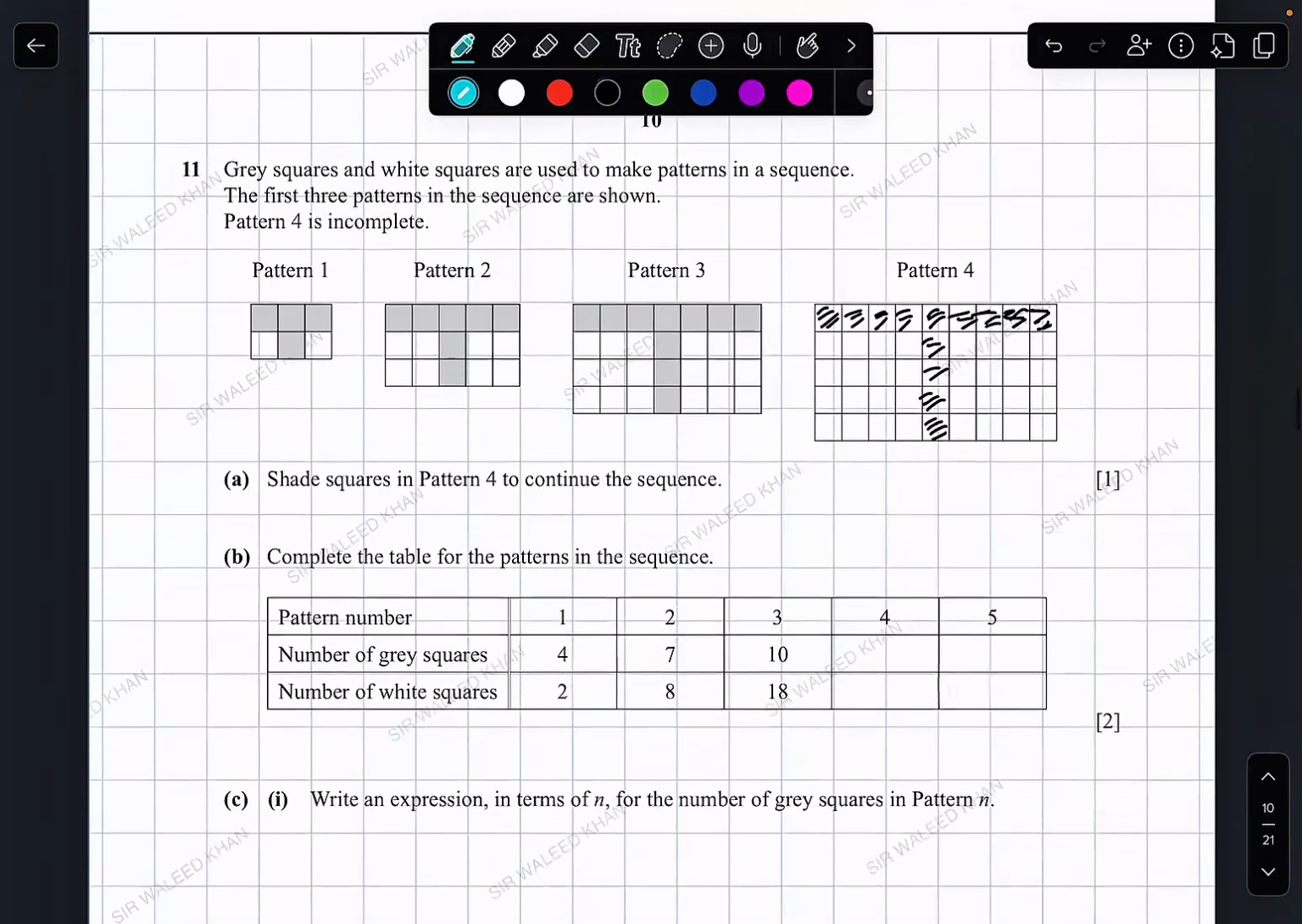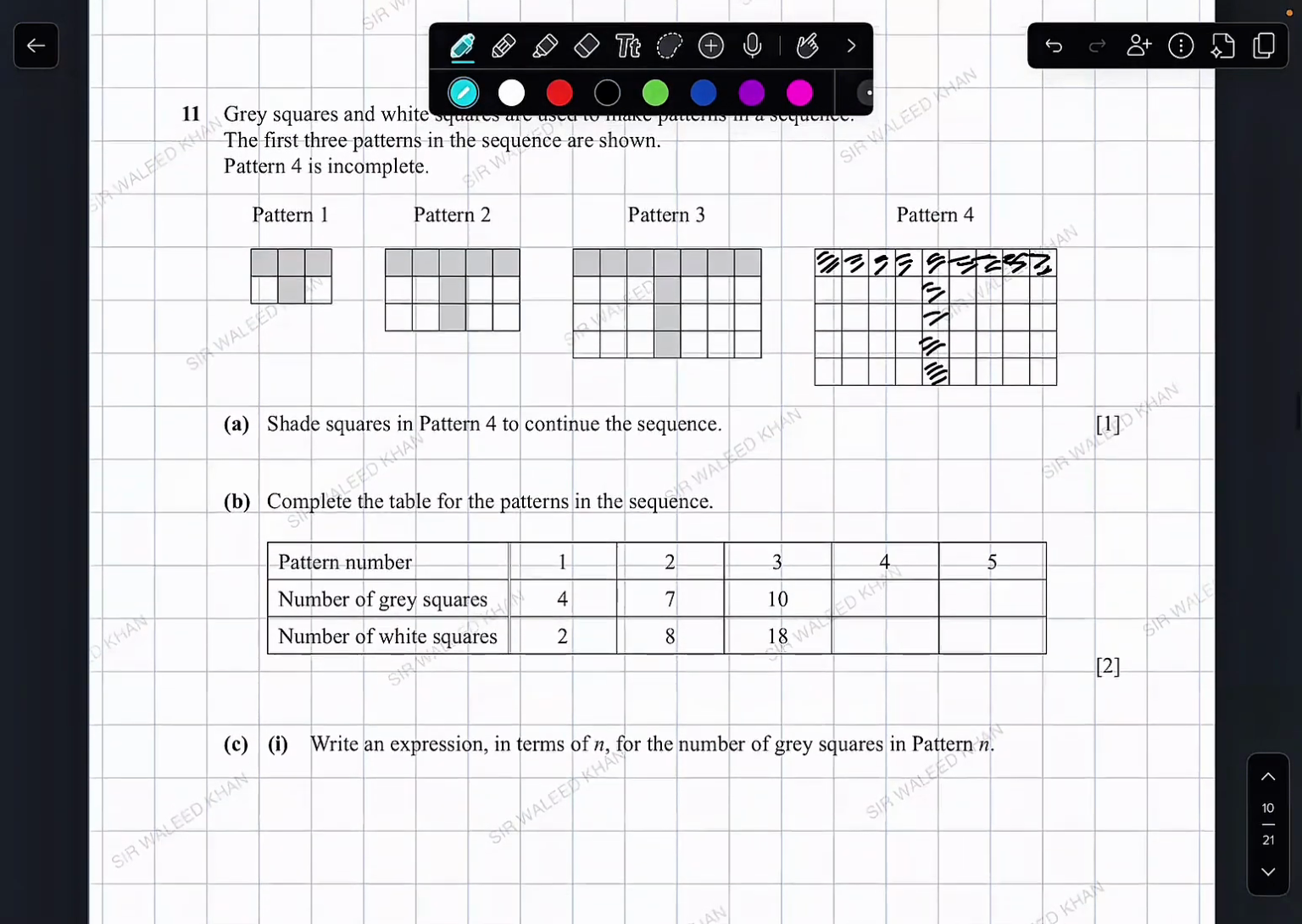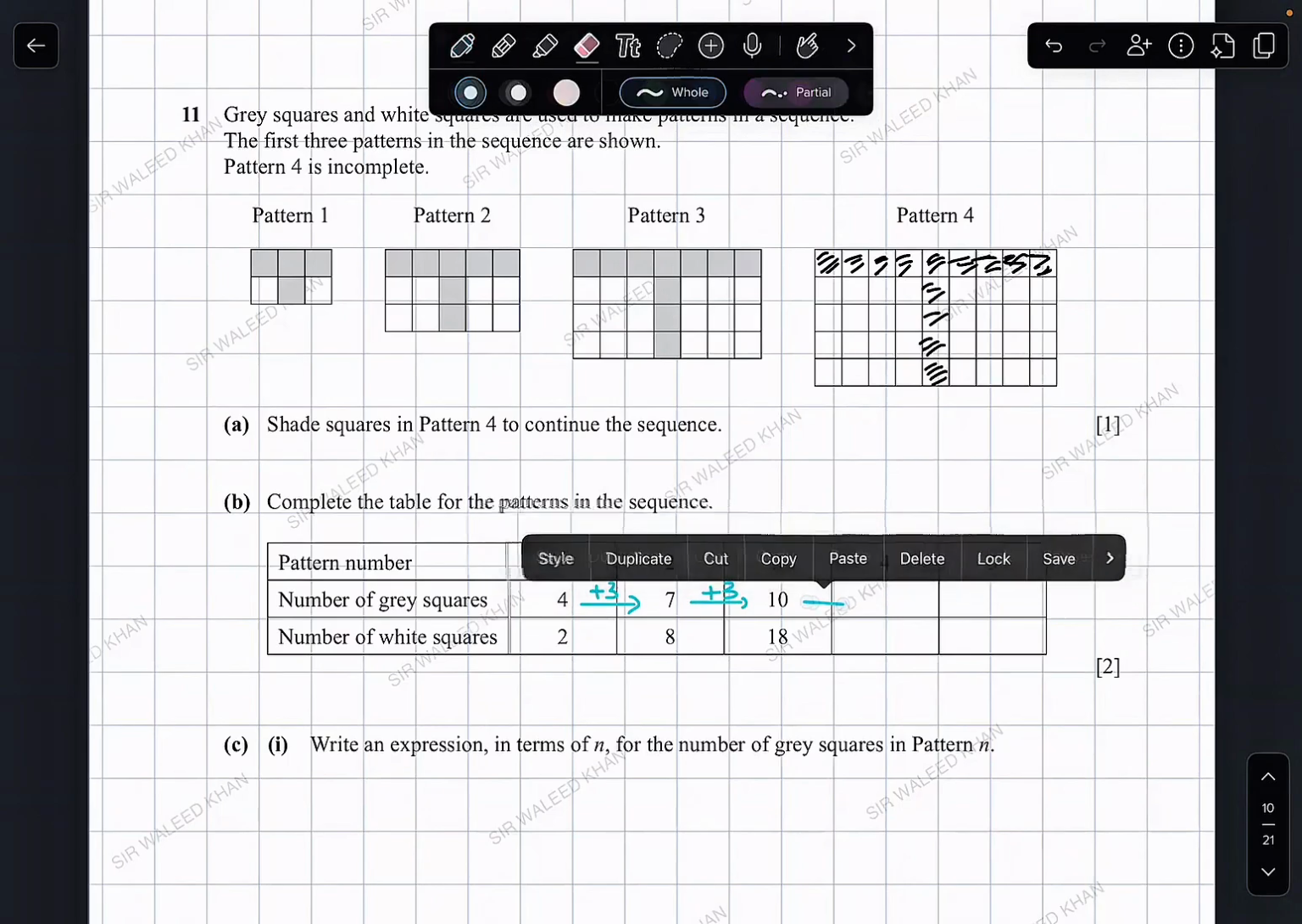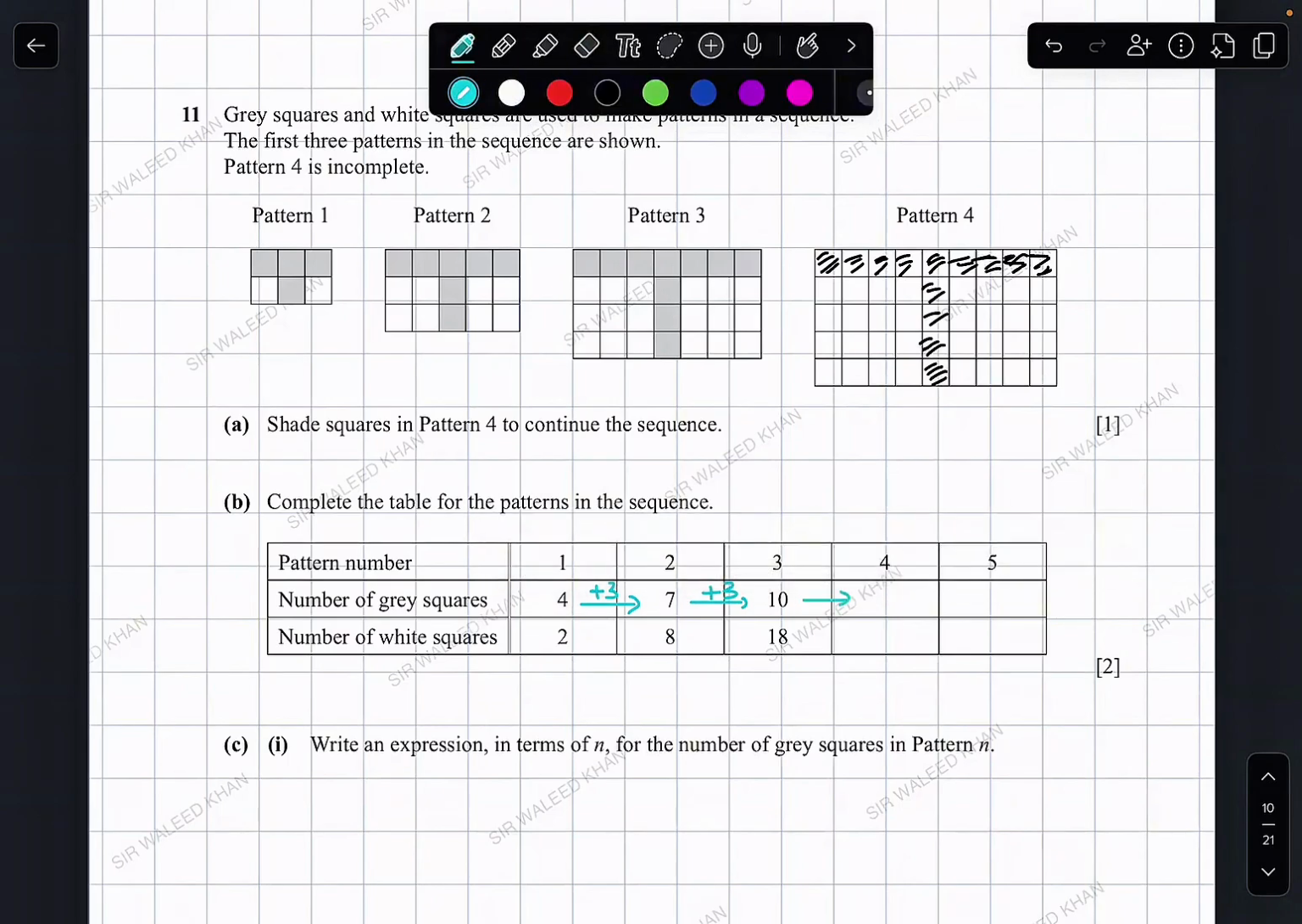Now for the first one, they're saying complete the table for pattern in the sequence. So there is a common difference we can notice over here. If we add 3 to it each time, the next one, 3 again. So we get 13 over. 3 again, 16 over. Now for this one, I can mention over here, it's a linear sequence.